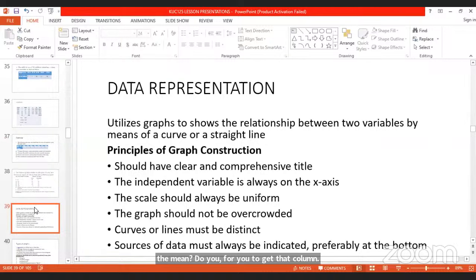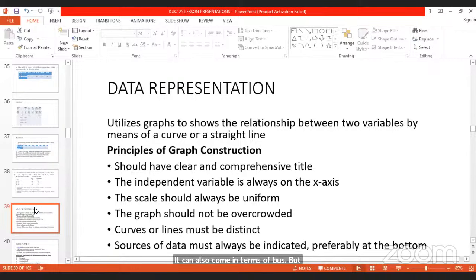Now let us look at the last part of our presentation, and we wish to scan through this because this might be easier for you. Once we have collected, organized, and analyzed, now we can represent data. Data representation utilizes graphs, and graphs depict the relationship between the variables. This relationship comes in the form of a line or a curve. It can also come in terms of bars.